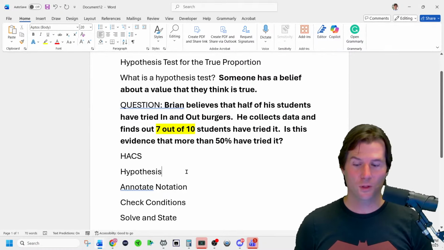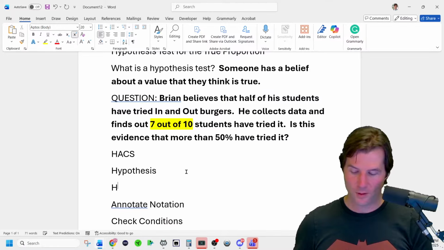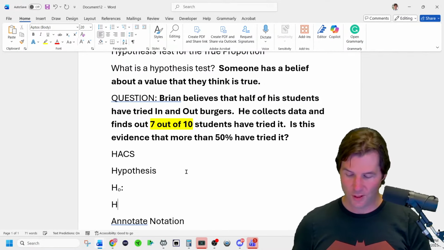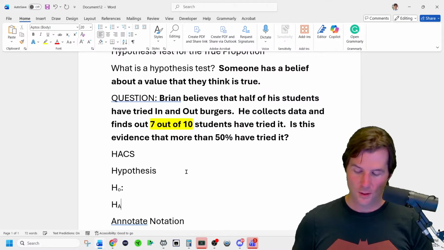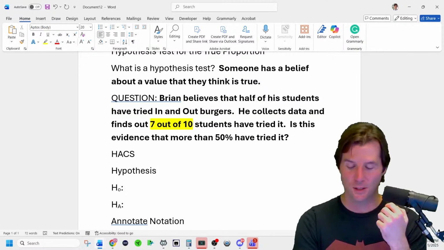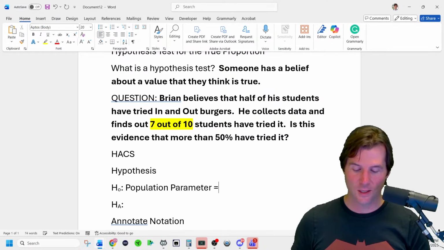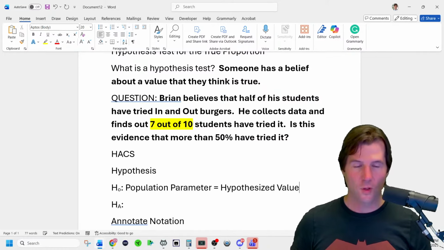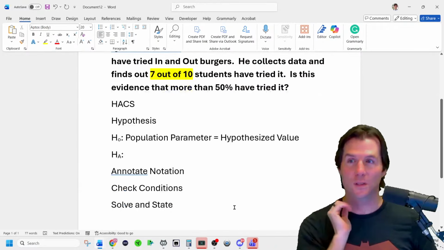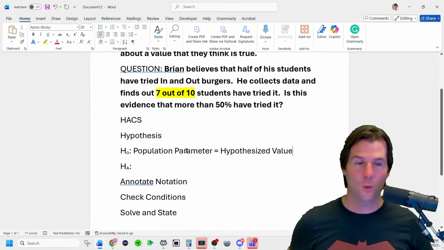So the first thing you have to do is write your hypotheses. We have a null hypothesis and an alternative hypothesis. The null is a statement of what Brian currently believes. Can anyone write it in the chat? It always has a population parameter, which is something we're testing, equal to a hypothesized value. So what is the null hypothesis? We need some parameter we are testing and then set it equal to a value.